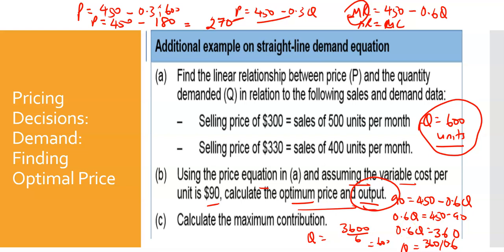Right, good. And then finally, it talks about what is the maximum contribution. Ultimately, what we're saying here is that we know that the variable cost is 90. So if you're selling at 270 and the variable cost is 90, I'll just find the contribution for each one, which is 270 minus 90, that's 180. So you have 180 on each unit, and you're selling 600 units. So calculate 180 times 600, and you arrive at your maximum contribution.